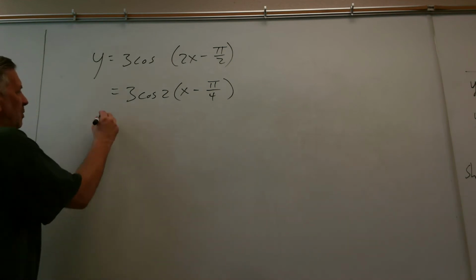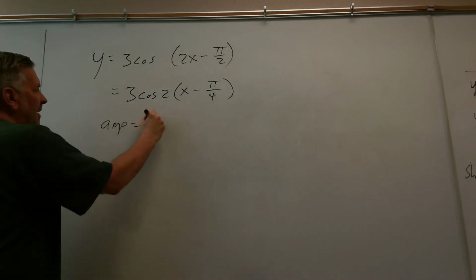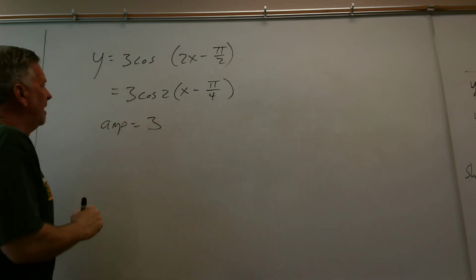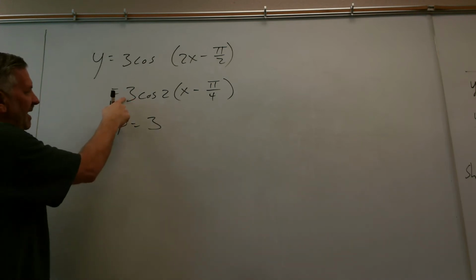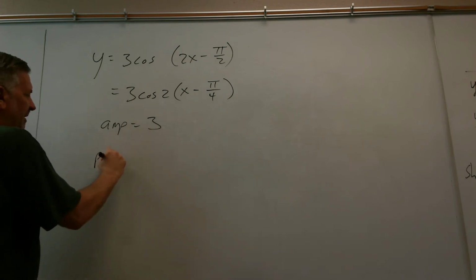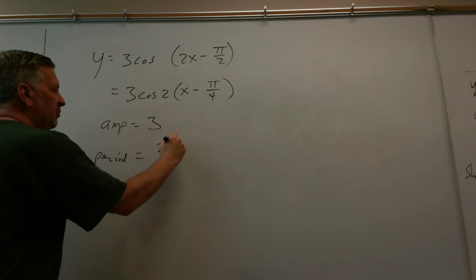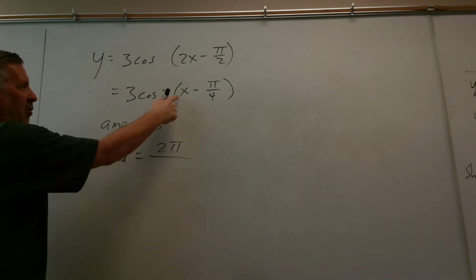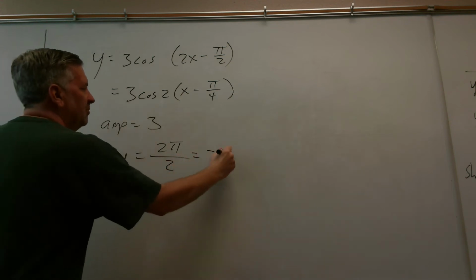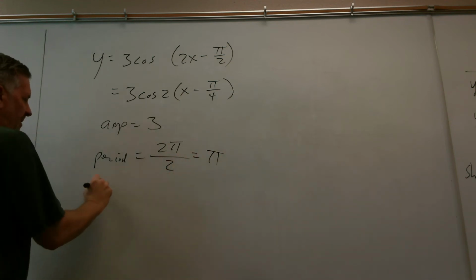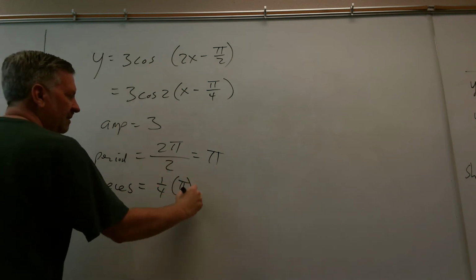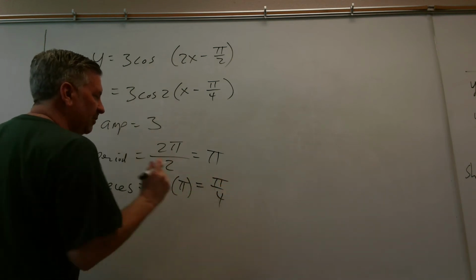Okay, so the amplitude here is 3, because 3 is being multiplied by cosine. There is no reflection about the x-axis because 3 is positive. The period is 2 pi divided by the coefficient of x. Either you can get it from here or here, that's 2. So the period is pi. And then the pieces calculation is 1/4 of the period, and that gives you pi over 4.